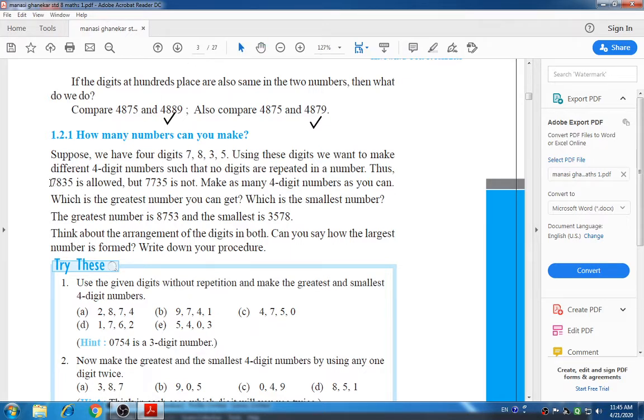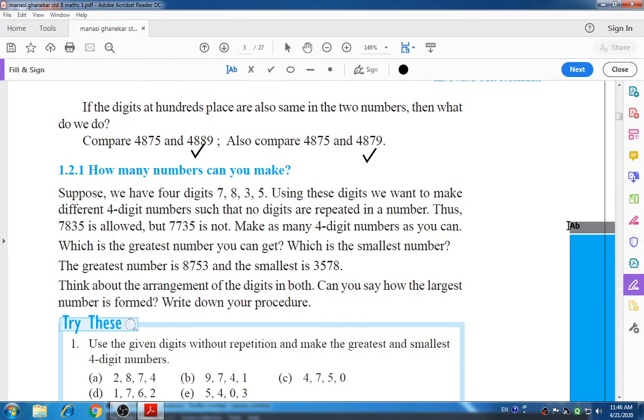7,835. Look here. But 7,735 is not valid, because 7 is the repeated digit. Now we have to make as many numbers as we can. Look here. How many numbers can we make? They have already given the first number, that is 7,835. Which will be the next?